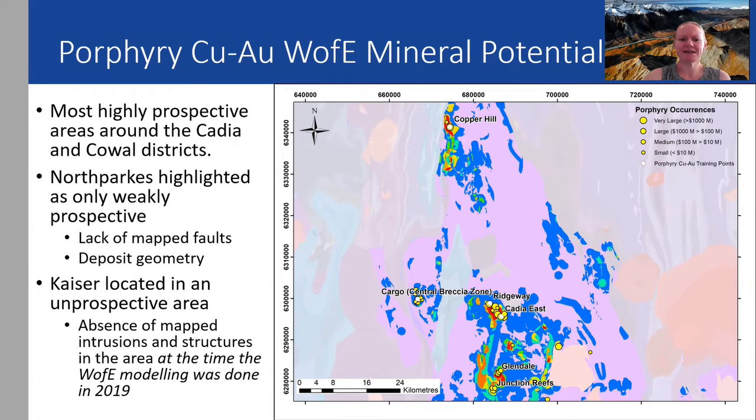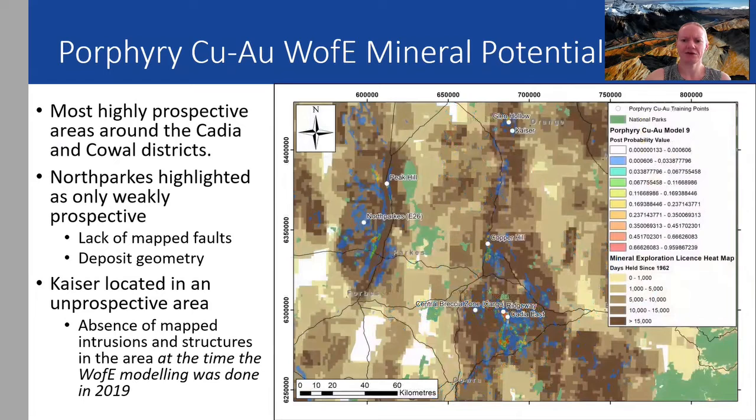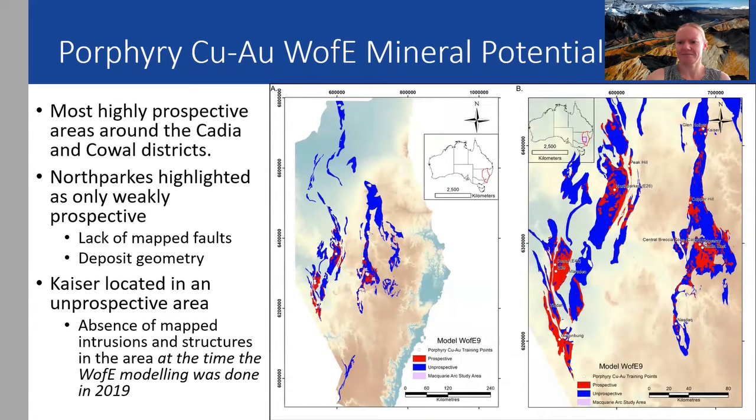So it was basically looking at could we find Kaiser using these maps, the same data, but using a different mineral potential mapping technique. So you can see here, Kaiser being located up here and coming up in a perspective of the blue area.